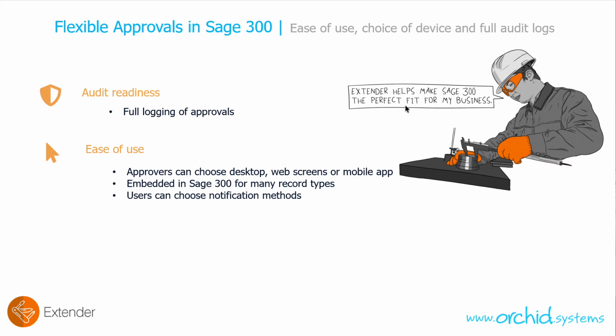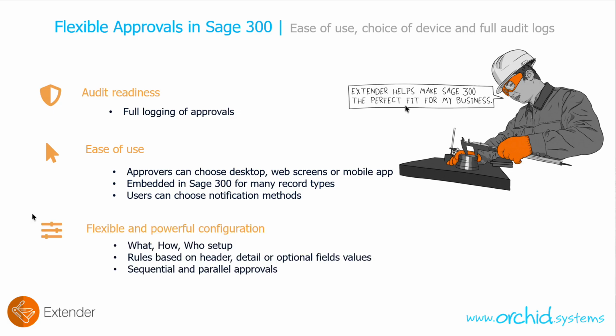Ease of use: the approvers can choose the desktop, the web screens, or the mobile app. Everything is embedded in Sage 300 for many record types. Master files, like the EFT Vendor example we've looked at, batches like the GL batch example we looked at, or transaction files such as OE orders or purchase orders. And users can choose their own notification method, which means you have a very consistent setup for all types of records in Sage 300.